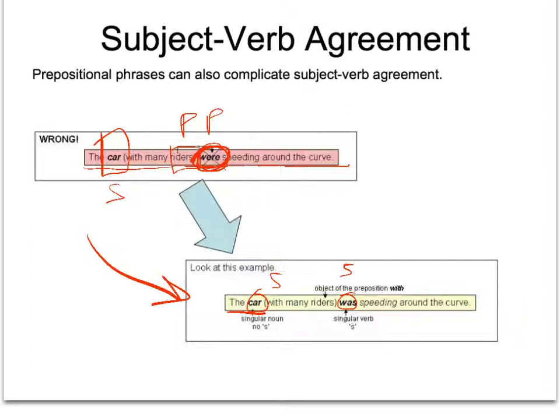It's a good rule, if you're looking at sentences and you're trying to find the subject and verb and match subject-verb agreement, to cross off or put in parentheses the prepositional phrases so that you know what to exclude when you're looking at the verb.